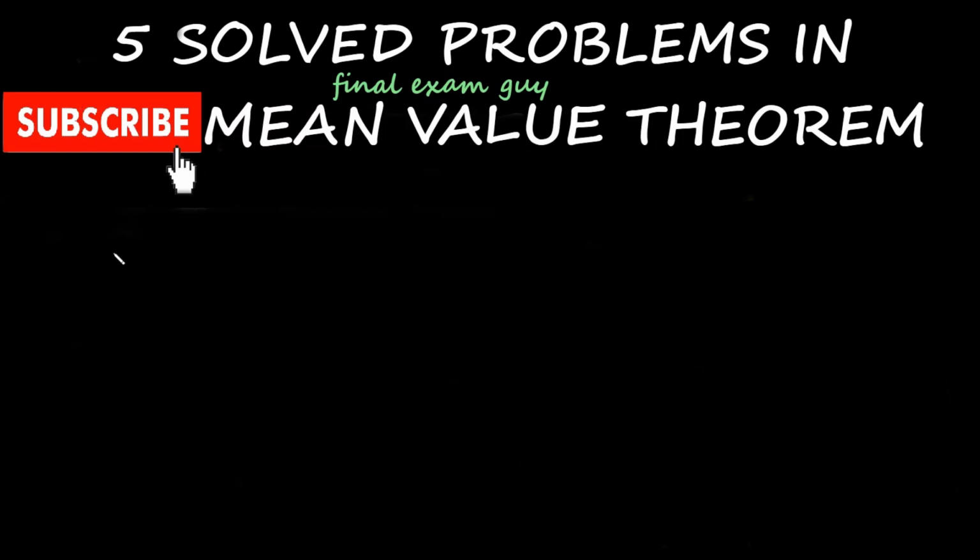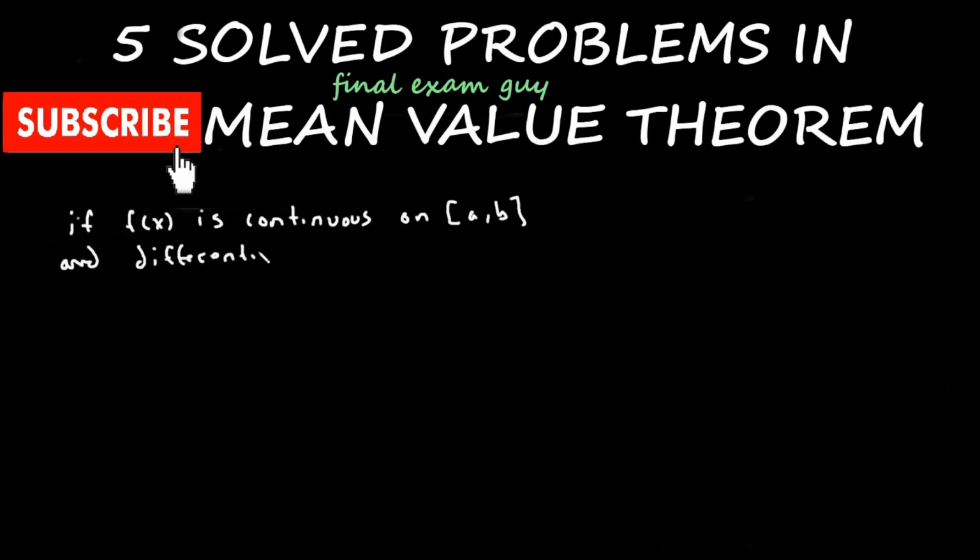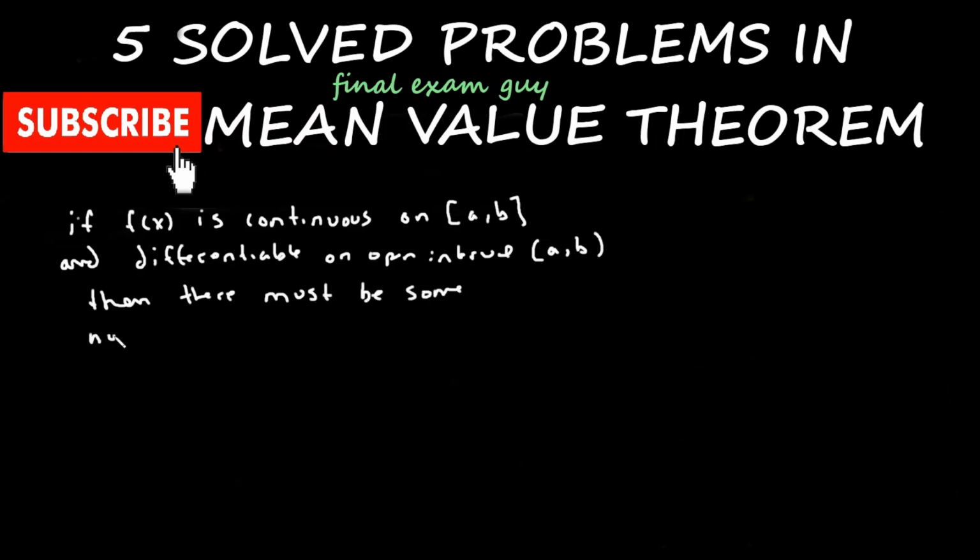So, what is the mean value theorem? The mean value theorem says that if f of x is continuous on an interval a, b, and differentiable on the open interval a, b, then there must be some number c in the open interval a to b, such that if I take this c and plug it into the derivative, I'll get this.